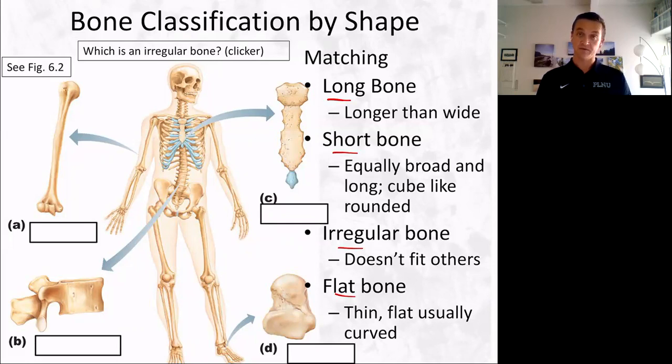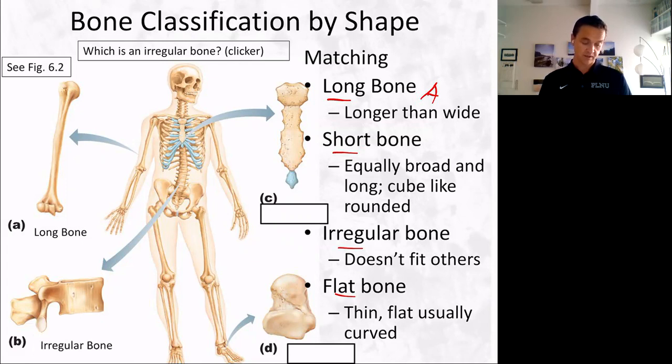All right, so hopefully you did that. You could probably figure out most of this. So a long bone, longer than wide. That one's pretty simple. I think you would guess that one. So A is our long bone. Short bone, a little bit trickier to tell on this one, but we'll get there in a sec.